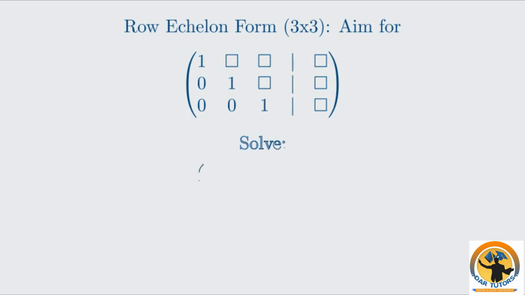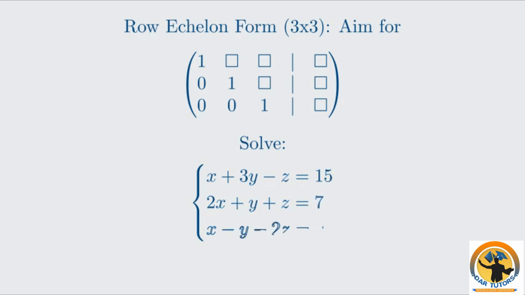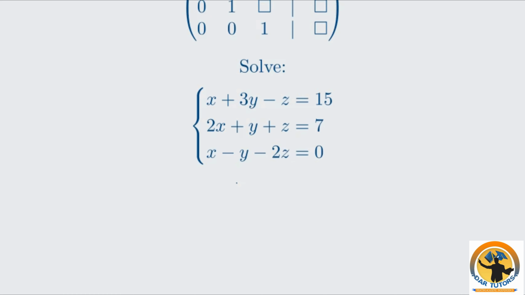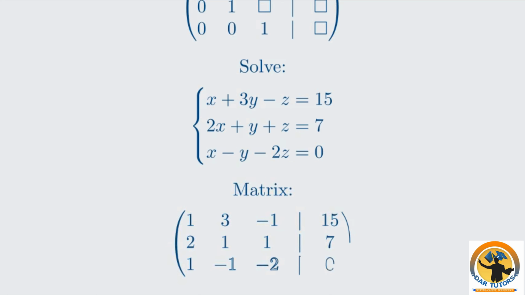Let's solve the system x plus 3y minus z equals 15, 2x plus y plus z equals 7, and x minus y minus 2z equals 0. First, we write the augmented matrix. The first row is 1, 3, -1, 15. The second is 2, 1, 1, 7. The third is 1, -1, -2, 0.